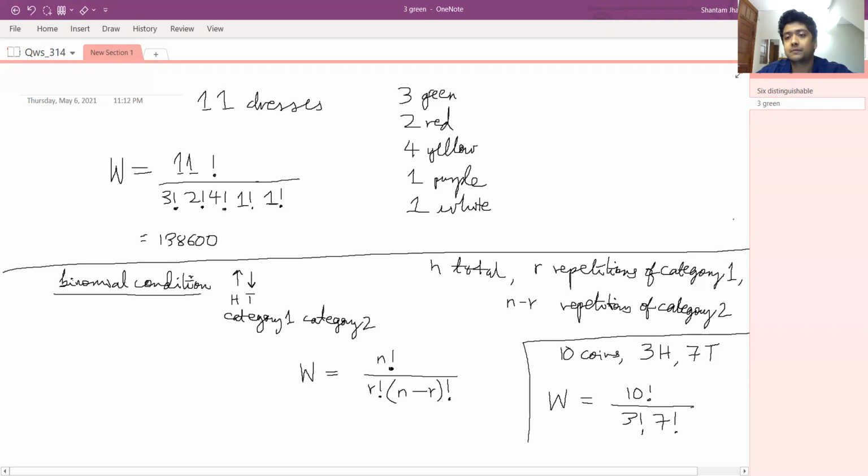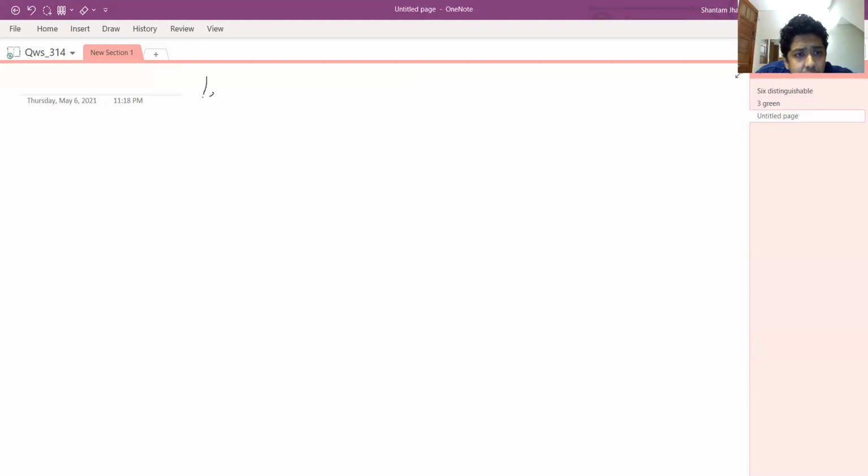Perfect. Now, this W, let me be specific, this W coming from the binomial condition, this binomial W, which we defined as n factorial over r factorial, the number of repetitions r, and the number of repetitions of the other category, n minus r.